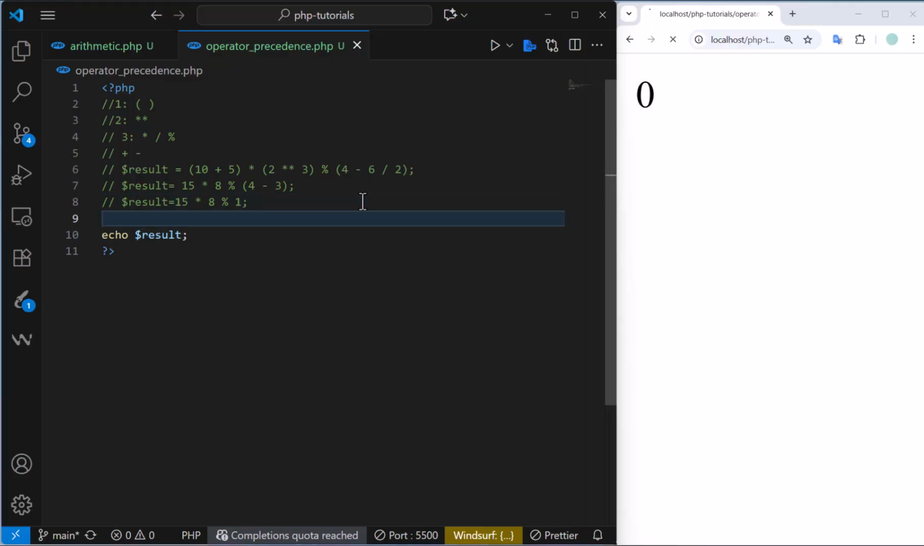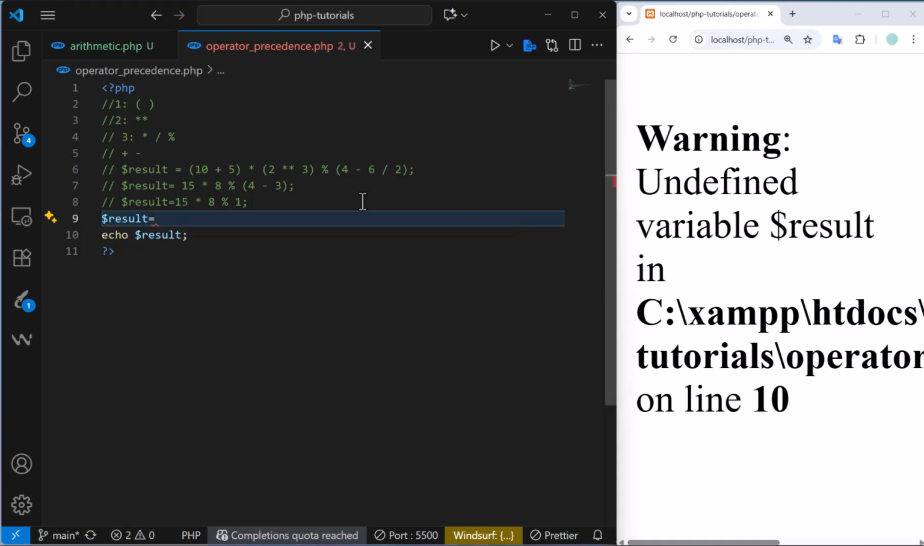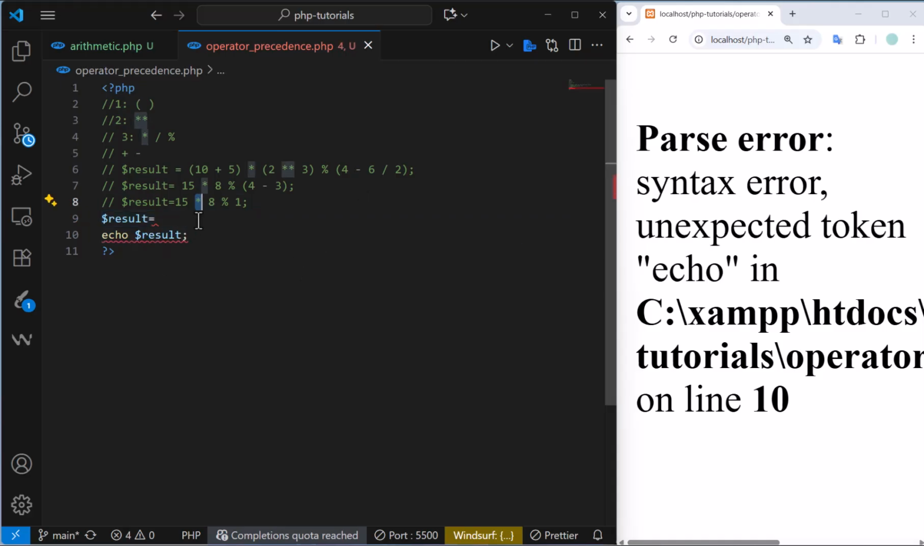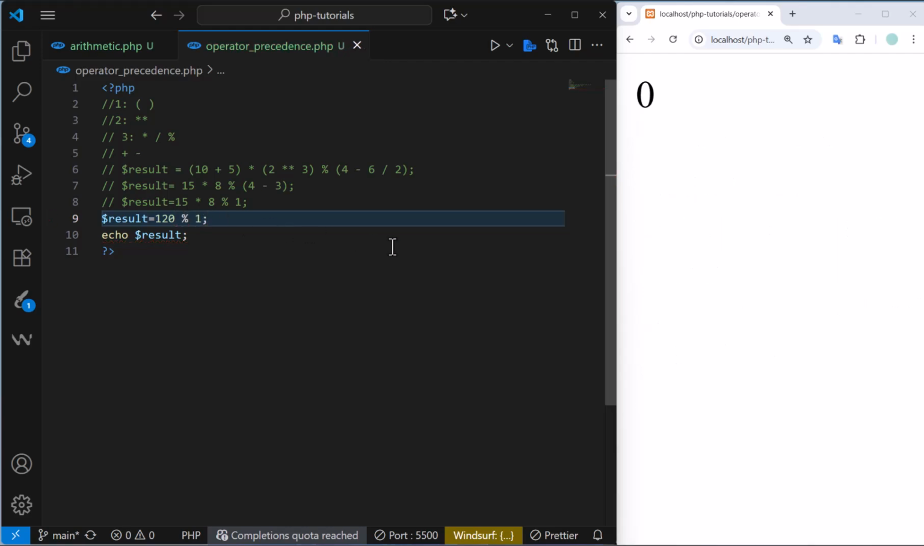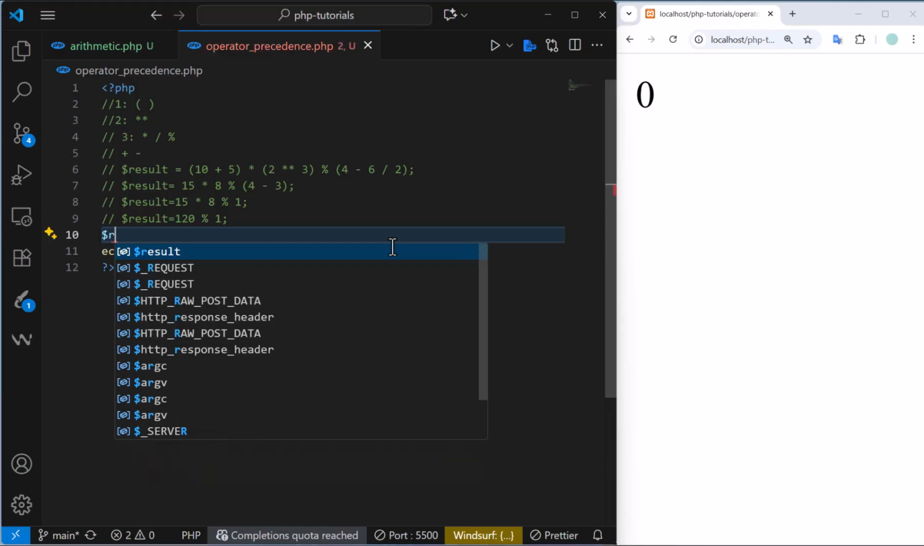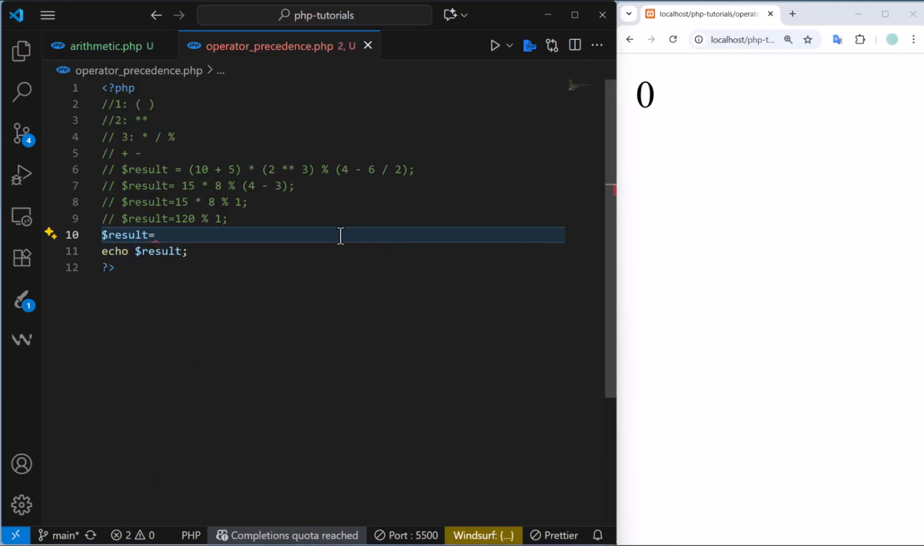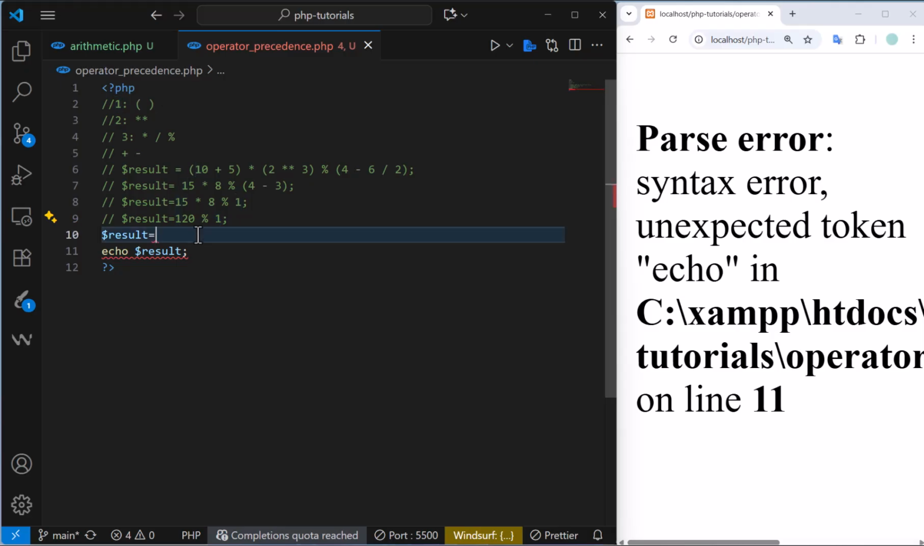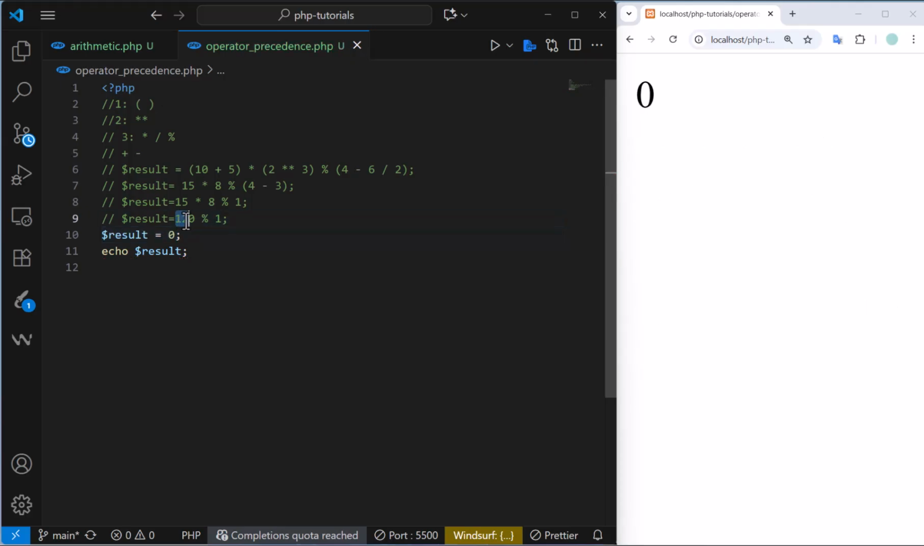Let's solve this. So result is equal to, now in here first the multiplication comes, then the remainder. So 15 times 8 is equal to 120 and remainder 1. Now finally let's solve this one also. So result is equal to 120 divided by 1. How much will remain? Nothing. So in here the result will be 0. If you divide 120 by 1, there is no remainder. So that's why the result is 0.